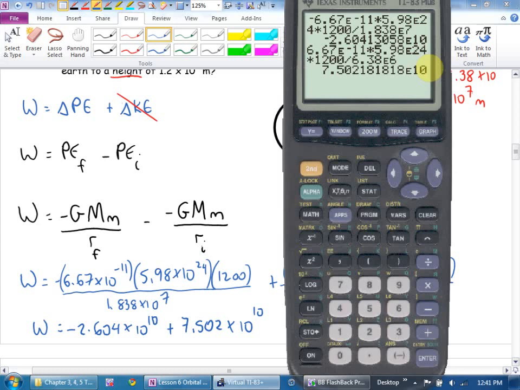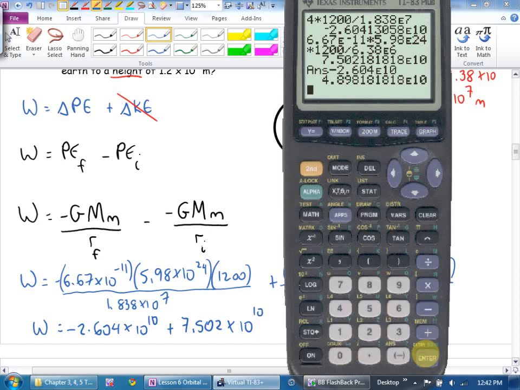And my final answer, Zach, I'm going to do this number, which I already have stored conveniently, minus, because that's a negative, minus 2.604 times 10 to the 10th. How much energy? Now you'll notice I get a positive answer, which I should, because it does take work to move it up there. It should require energy. 4.89. In fact, you know what? To 2 sig figs, 4.90, isn't it? Times 10 to the 10th.